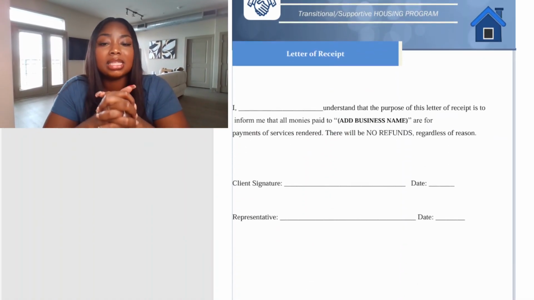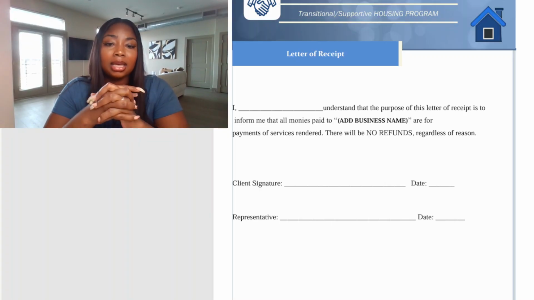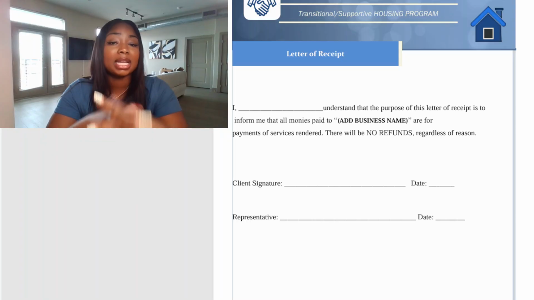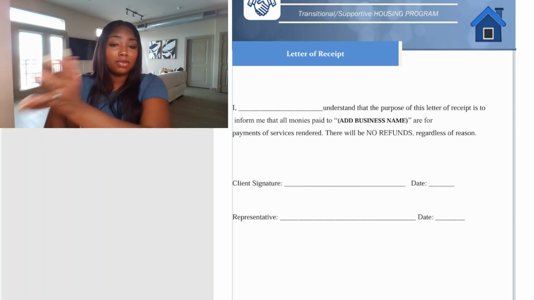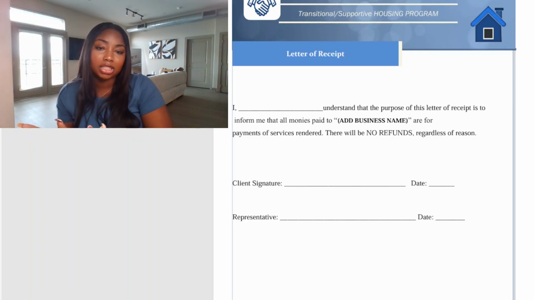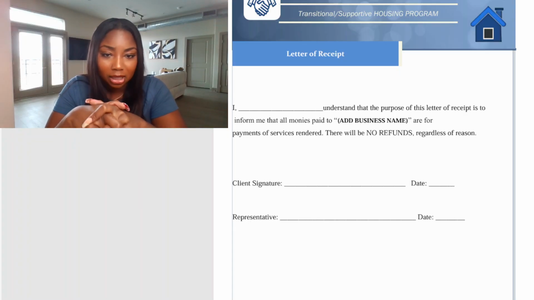Letter of receipt. This is to inform individuals that any fees that they pay to your housing program, there are absolutely no refunds. This is one of my housing rules. This is a form you may want to take out because you may give an individual their money back if something happens. Then you could take this form out or you could just rearrange the wording. Me specifically, I do not do any refunds.